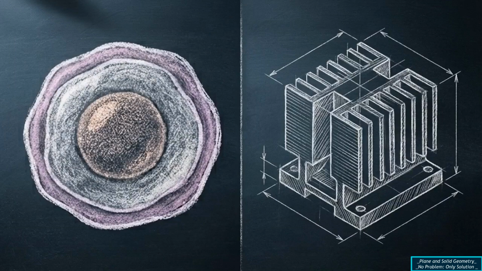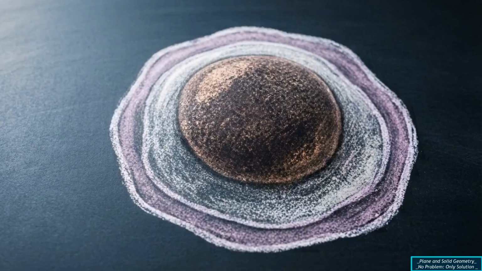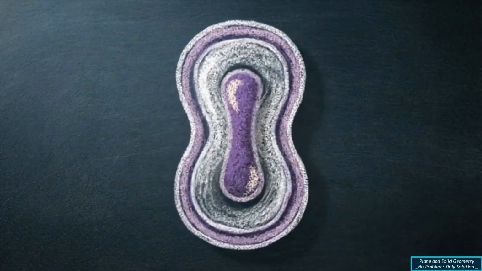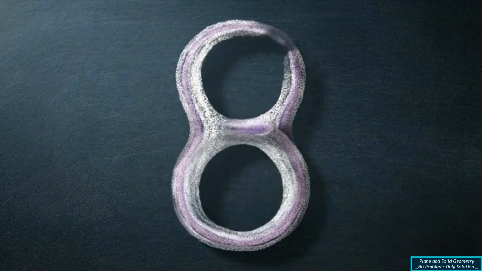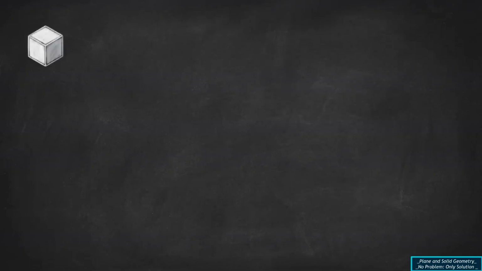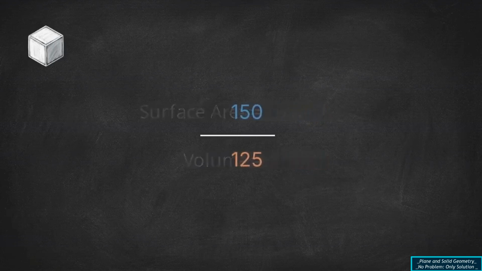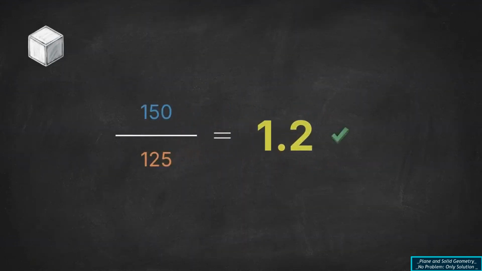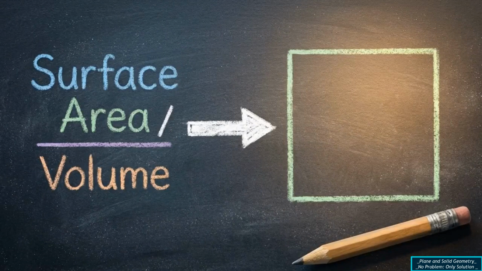Step 5 involves the surface area to volume ratio. This is a critical metric used to understand efficiency in both biology and physics. In biology, a cell's internal volume grows faster than its surface area. If the ratio drops too low, the cell can no longer absorb enough nutrients through its membrane, forcing it to divide to survive. We calculate this by dividing our surface area of 150 by our volume of 125, resulting in a ratio of 1.2.